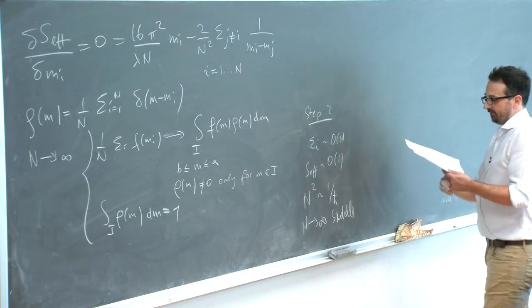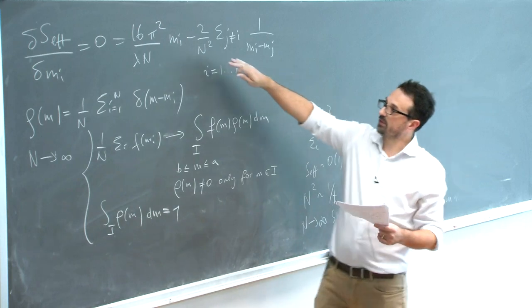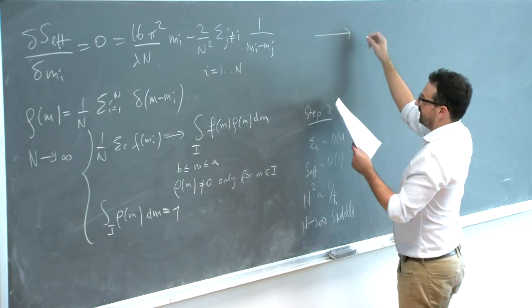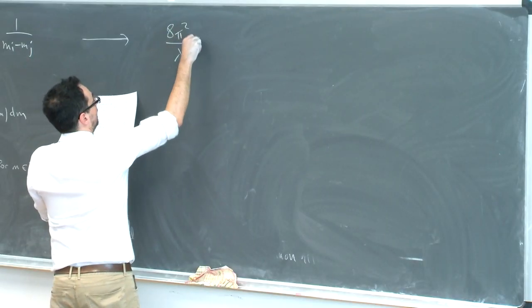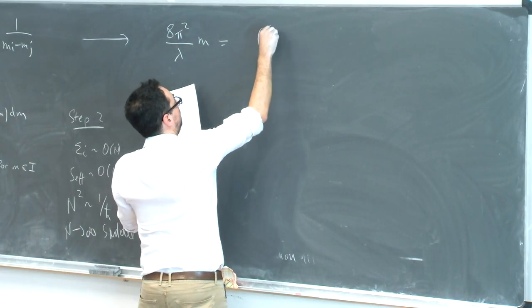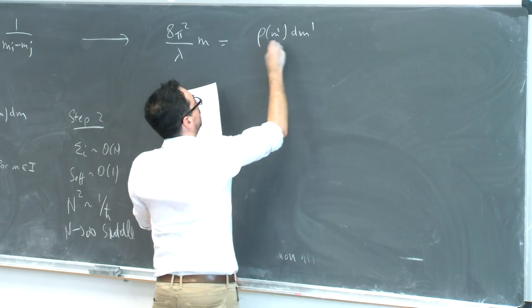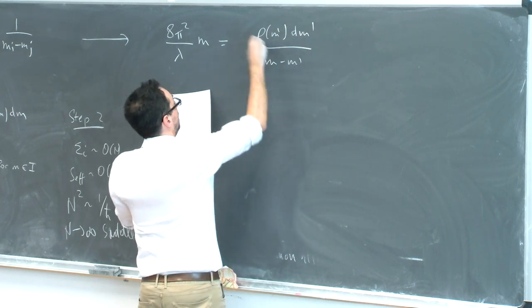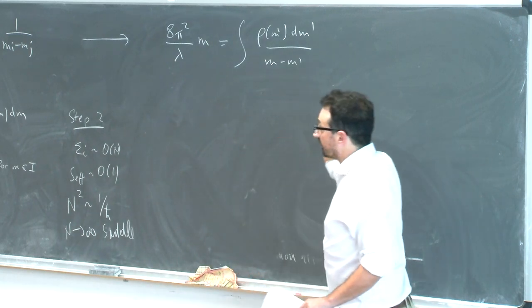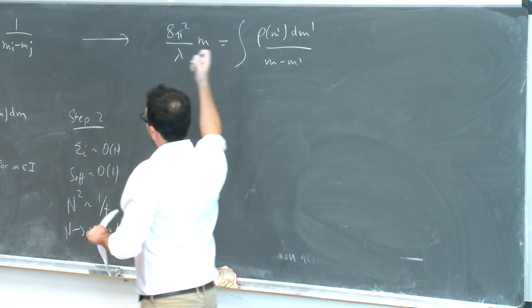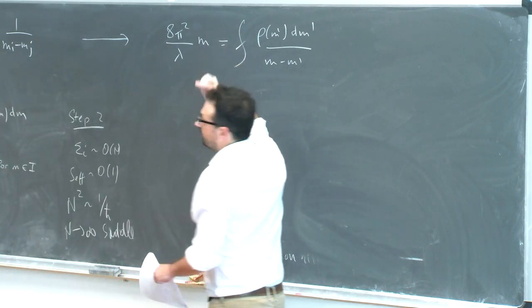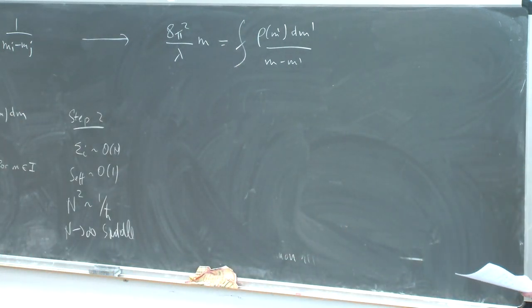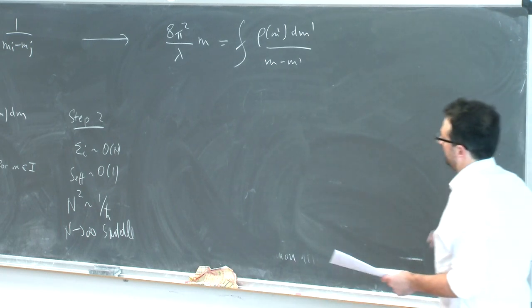Okay, so now what is the saddle point equation? So now I want to write this in the continuum limit. This becomes 8 pi squared over lambda m equal to an integral, but now the integral is not the total integral because j has to be different than i, so I have to take the principal value of the integral. So this is a singular integral equation.